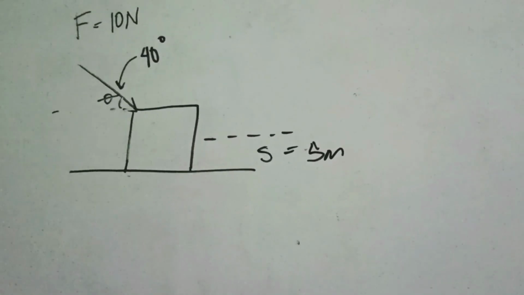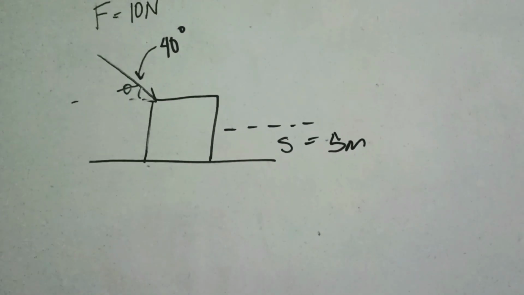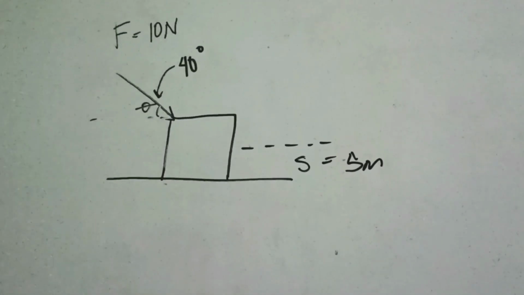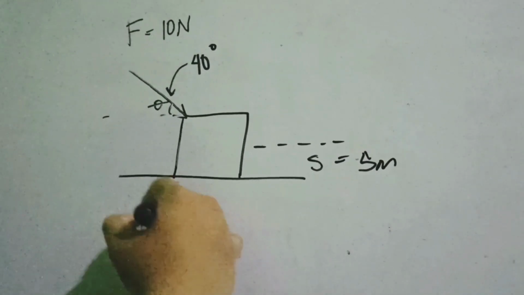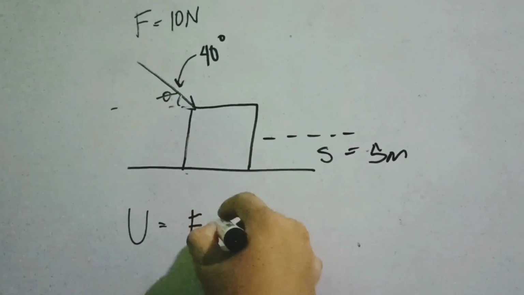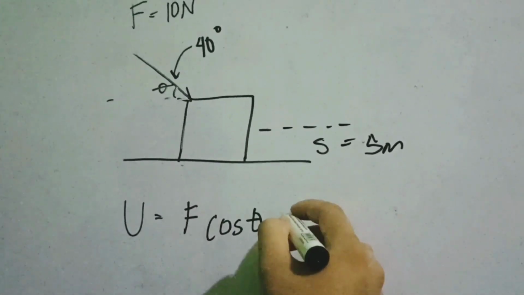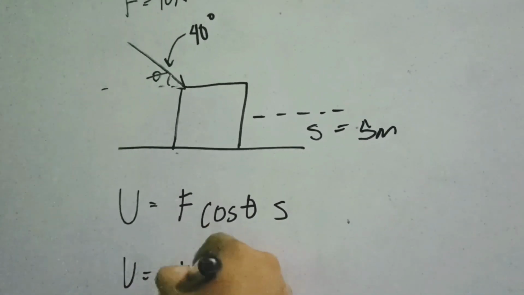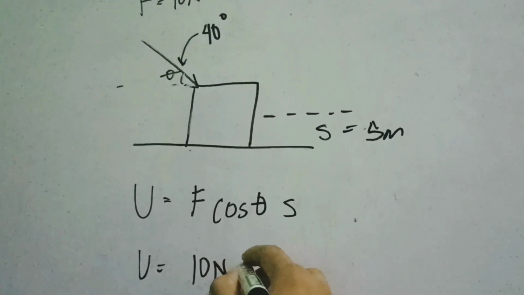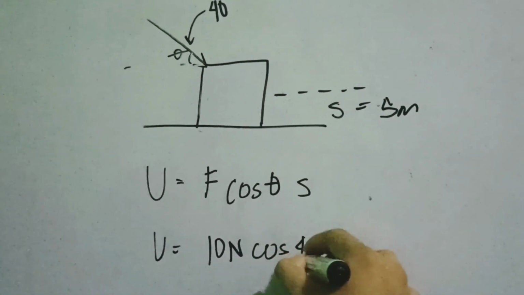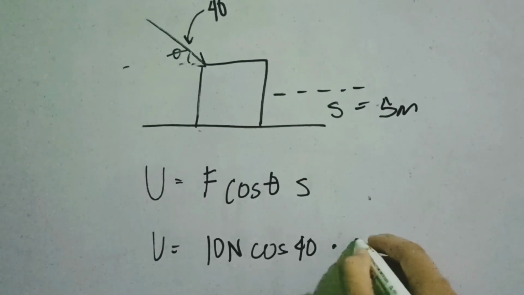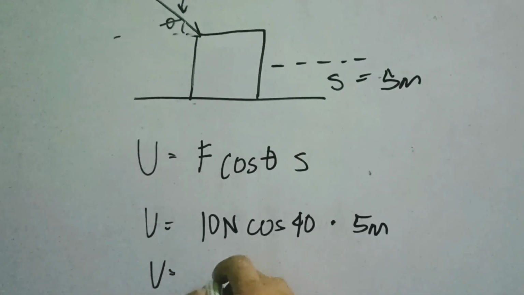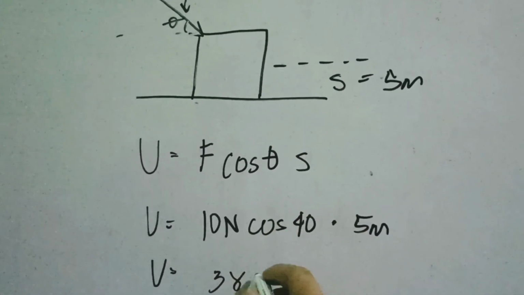In this one, we can see that the direction of the force is not in the same direction as the travel. So we can use the formula work is equal to force cosine theta multiplied by the displacement. So work is equal to 10 Newton cosine 40 degrees multiplied by 5 meters. So the work is equal to 38.30 joules.